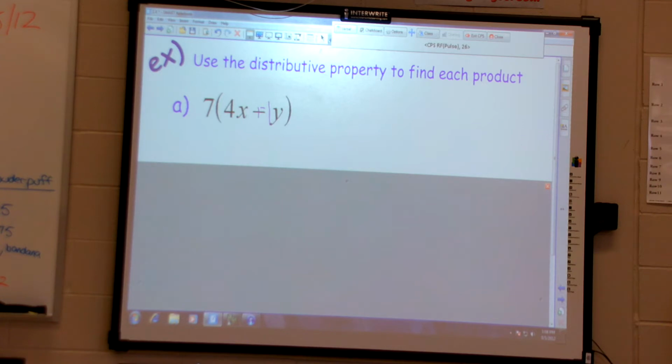Okay? So, I'm distributing. When you distribute, you're multiplying. 7 times 4x is what? 28x plus 7 times -1y is 7y. Now, this is good for me, but the book will say 28x minus 7y. Either one is correct.